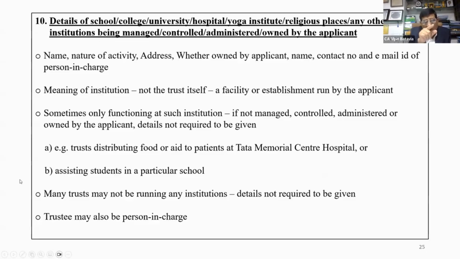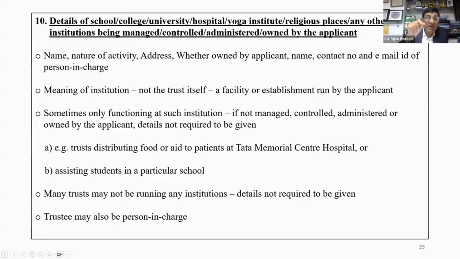So here, clause number 10, details of school, college, university, hospital, yoga institute, religious places, any other institution being managed, controlled or administered or owned by the applicant. If those are owned by the applicant, those details are to be given in the format. You have to give the name, address, and all the details they are asking.